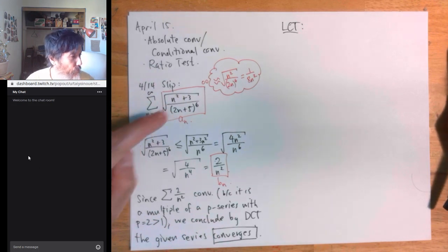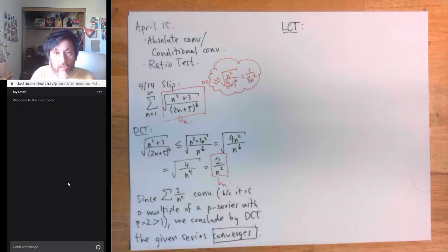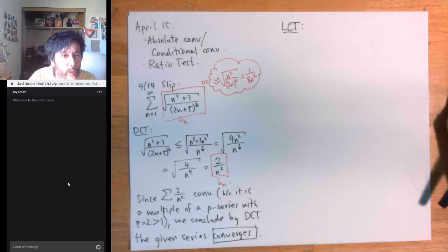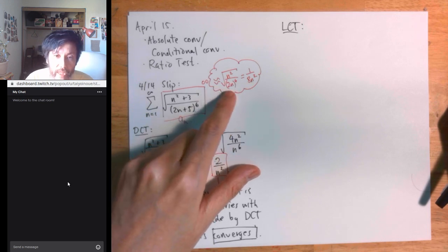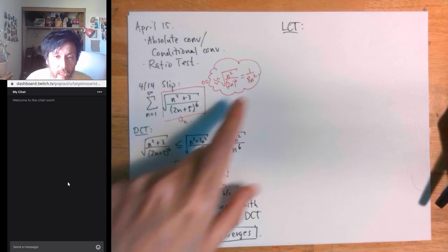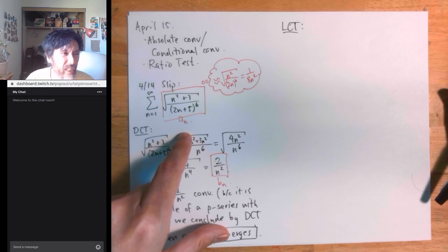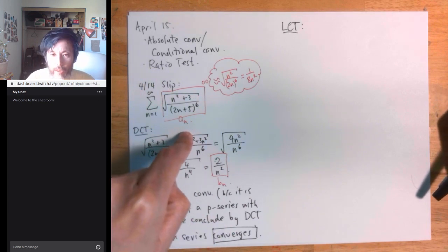Let's see. As far as, we didn't actually use the specific detail of this 1 over 8n squared thing, which we estimated the sequence of terms to be equal to when n was very, very large. We didn't actually use that factoid.